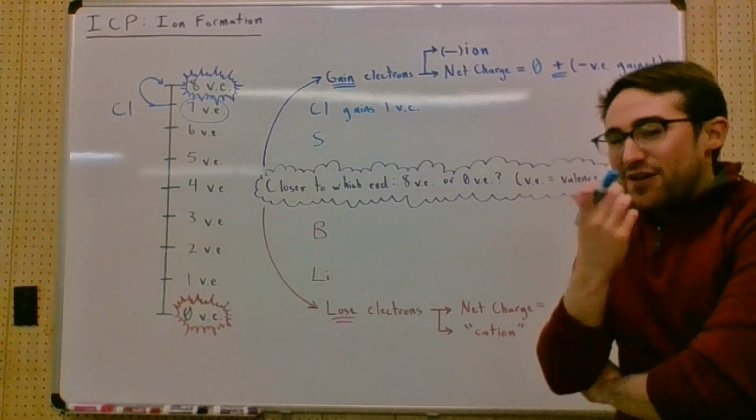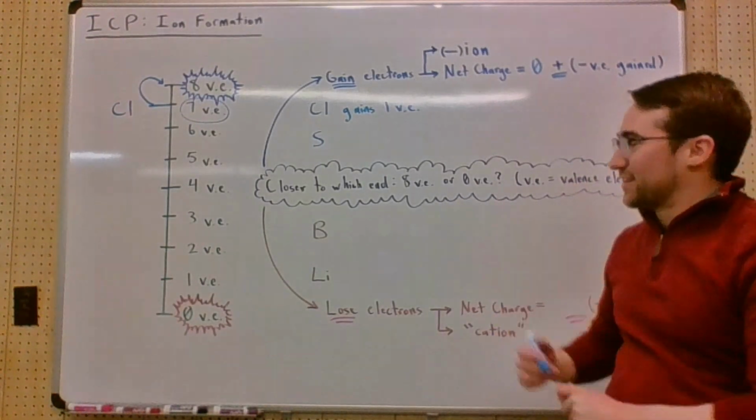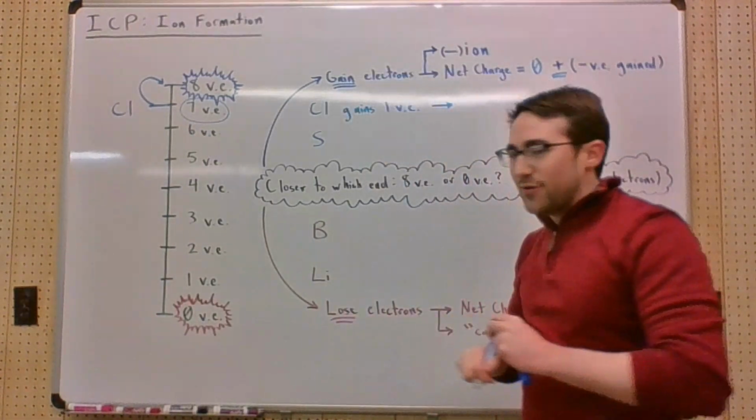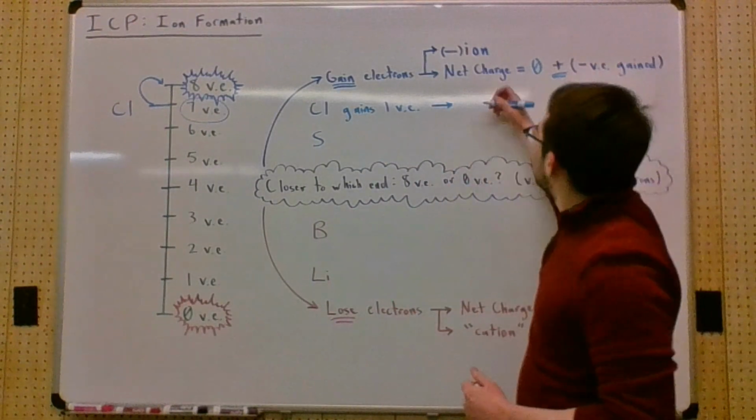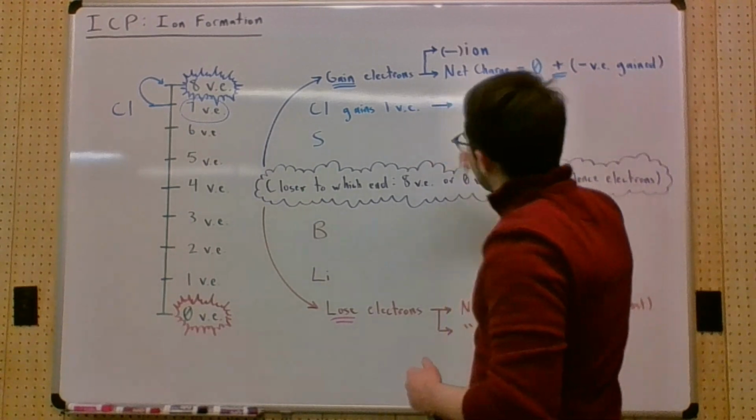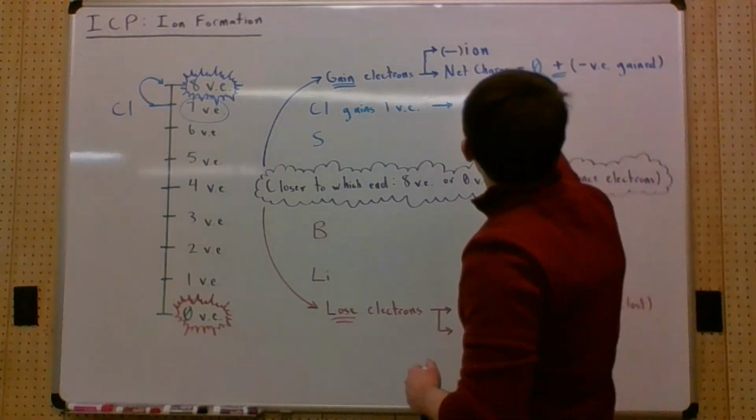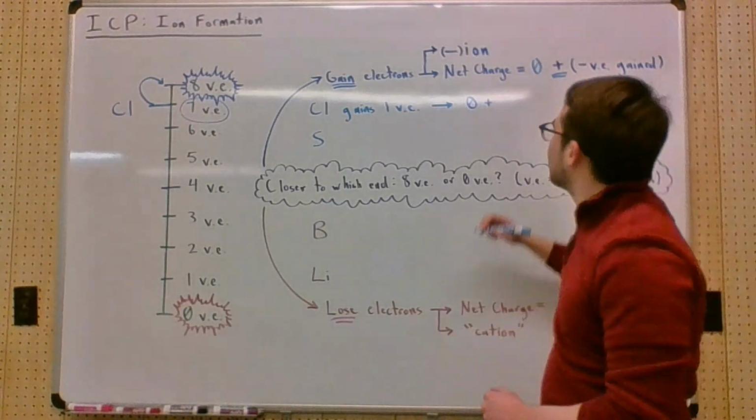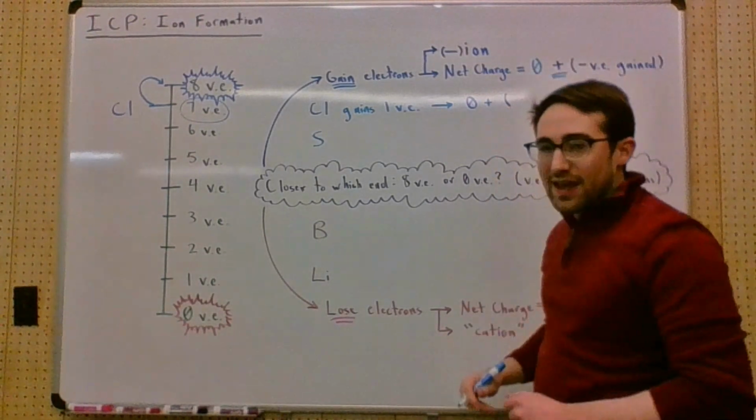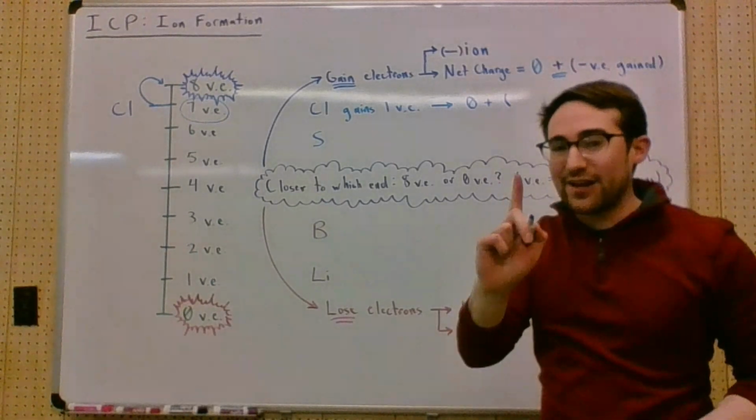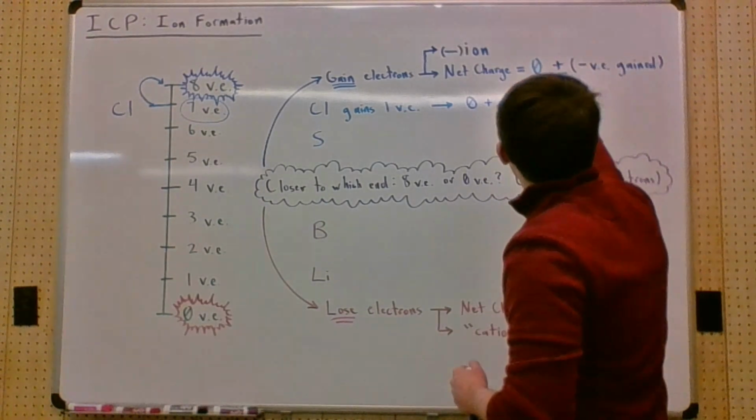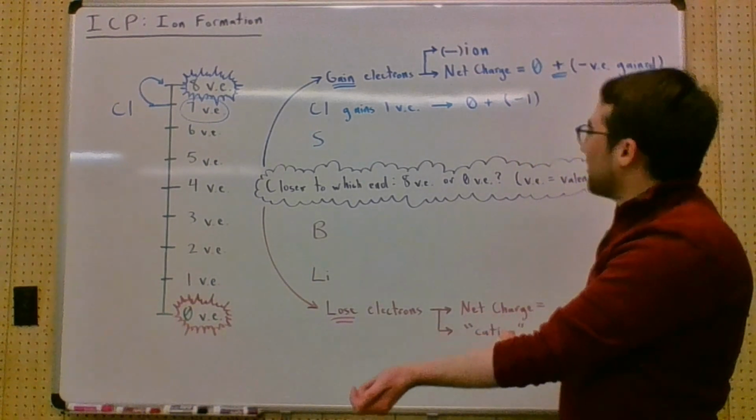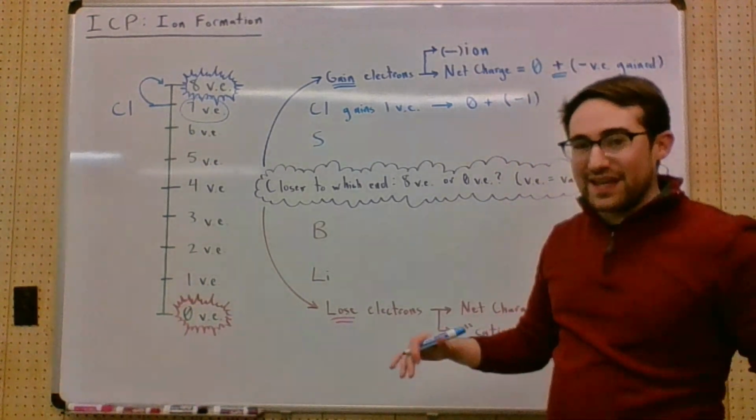So to figure out what kind of charge this chlorine atom is going to have, we started with a neutral charge, 0. We are adding just 1 valence electron. And that 1 valence electron has a negative 1 charge. So we are adding a negative. All right? We are gaining something, but that thing is negative.